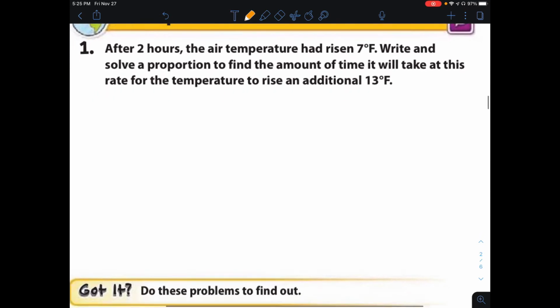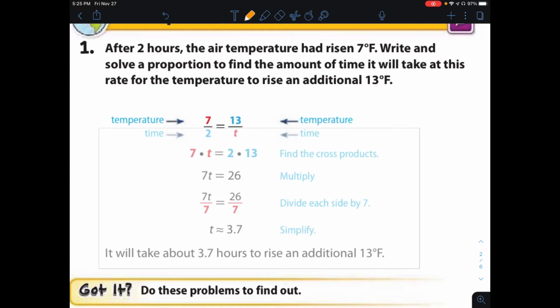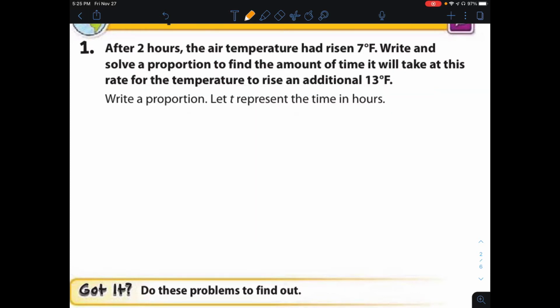Let's take a look at example number 1. After 2 hours, the air temperature had risen 7 degrees Fahrenheit. Write and solve a proportion to find the amount of time it will take at this rate for the temperature to rise an additional 13 degrees Fahrenheit. First and foremost, let's write a proportion where we let t represent the time in hours. Now, why are we looking for t? Because let's look at the question. It says write and solve a proportion to find the amount of time it will take at this rate for the temperature to rise an additional 13 degrees Fahrenheit.